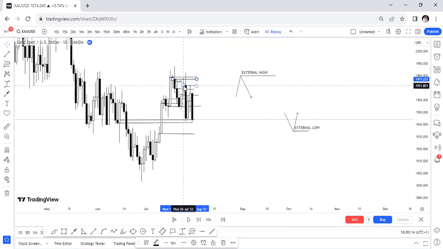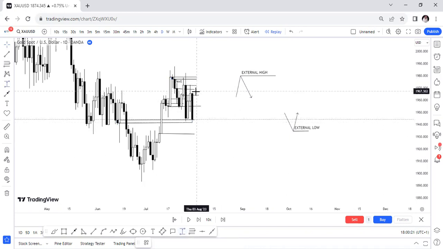So all these are pullbacks that you use to re-enter your trade. It comes down, another good opportunity to capture almost about 2,536 pips. Another opportunity to capture more points there.